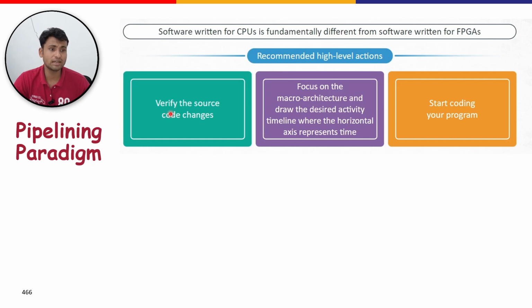You have to establish a flow that can functionally verify the source code changes that are being made. Testing the software against a reference model or using golden vectors is a common practice in the industry. Then you have to focus on the macro architecture of your design and draw the desired activity timeline, where the horizontal axis represents time, and show when you expect each function to execute relative to each other over multiple iterations. Only start coding or refactoring your program once you have the macro architecture and the activity timeline well established.